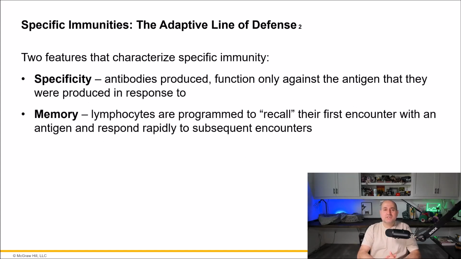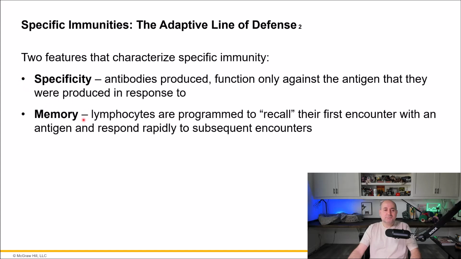If you're wondering what sets the adaptive immune system apart from the previous chapter, the innate immune system, it's really specificity and memory. So we're going to talk about both of these. Like, what does it mean? For now, understand that each B cell is specific for a particular antigen, and each T cell is specific for a particular antigen as well.